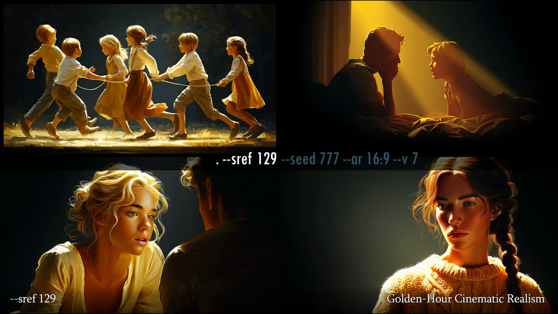129. Golden Hour Cinematic Realism. Golden light and deep shadows define this style, giving everything a cinematic, chiaroscuro quality. The scenes glow with warmth, as if lit by a perpetual sunset or a divine spotlight.